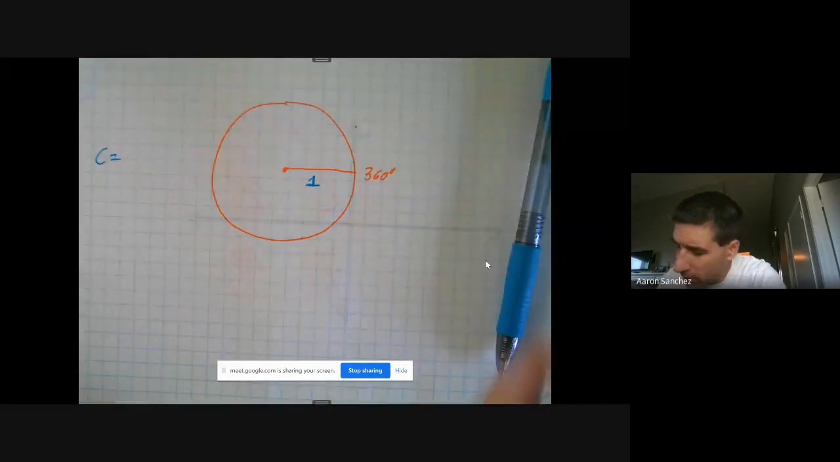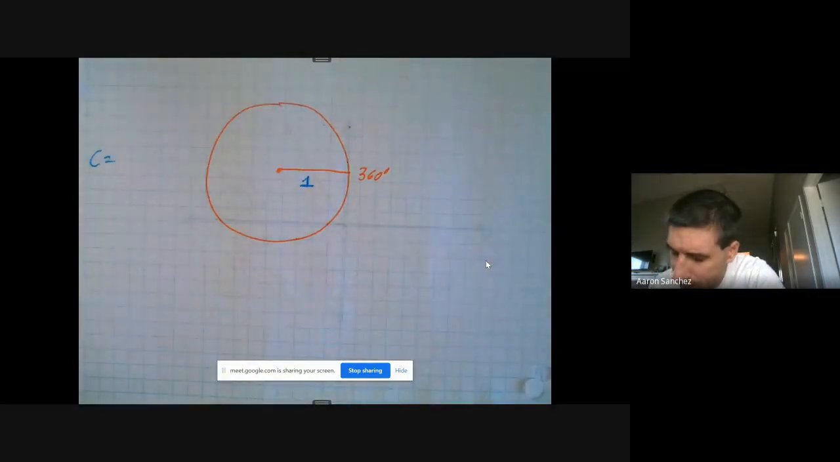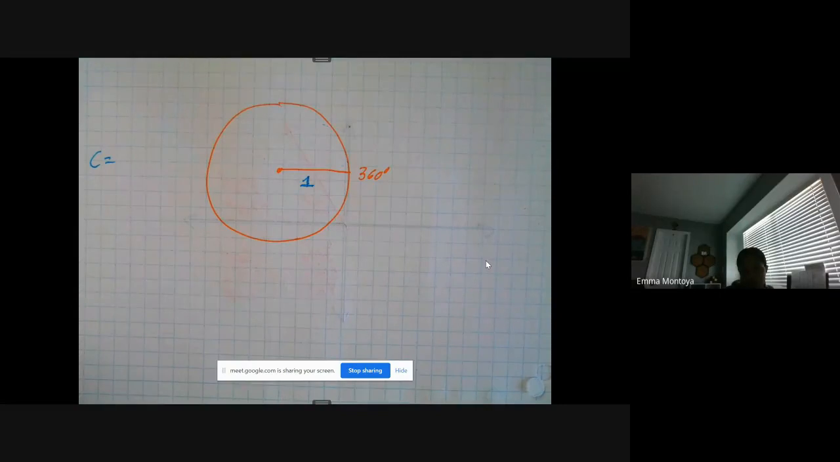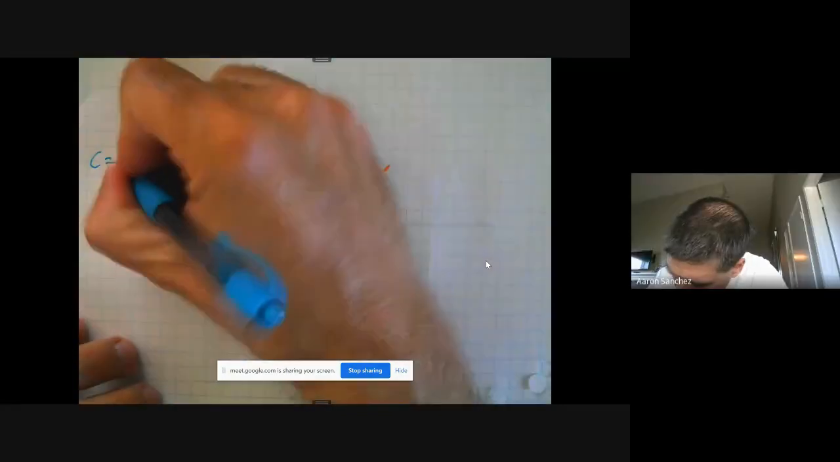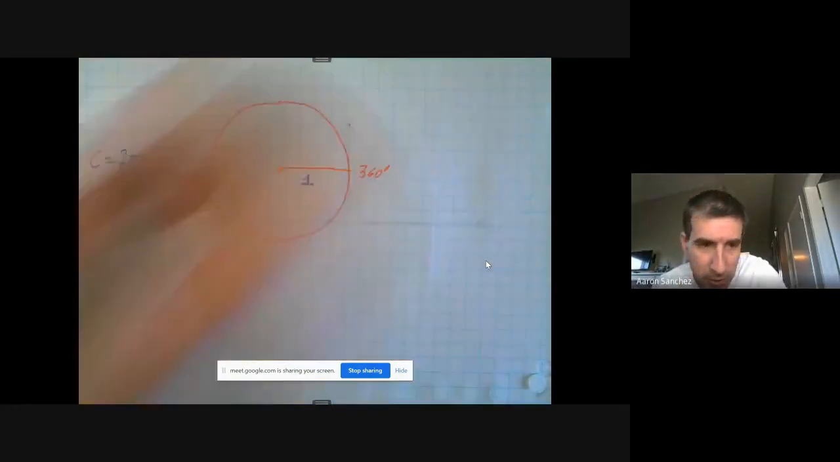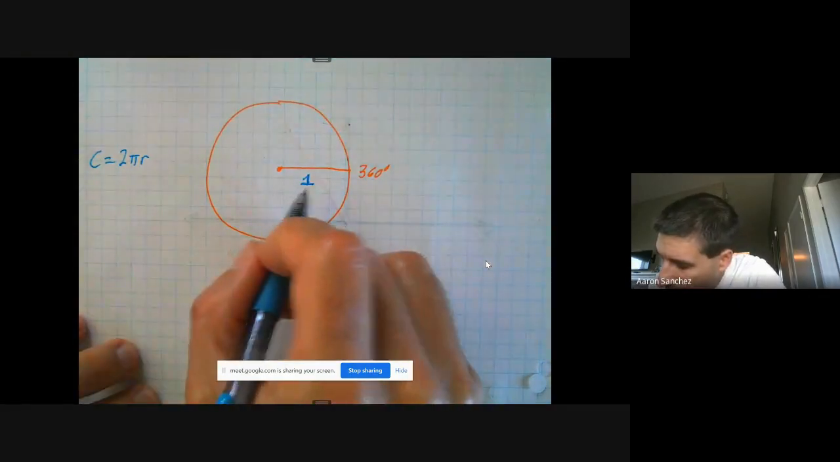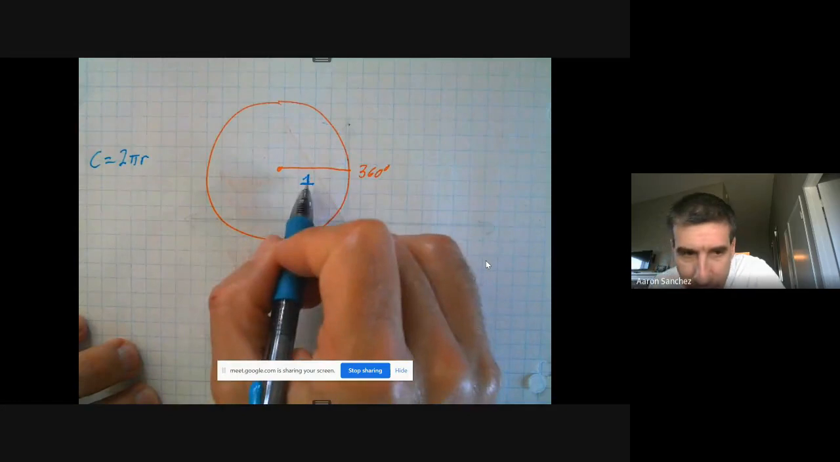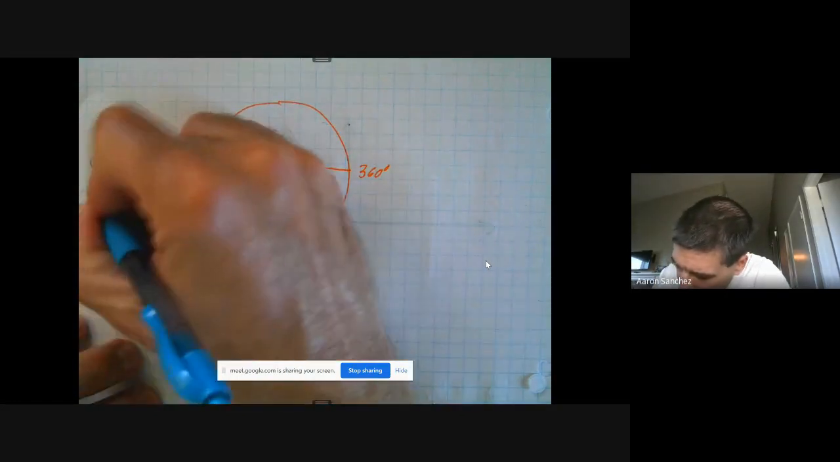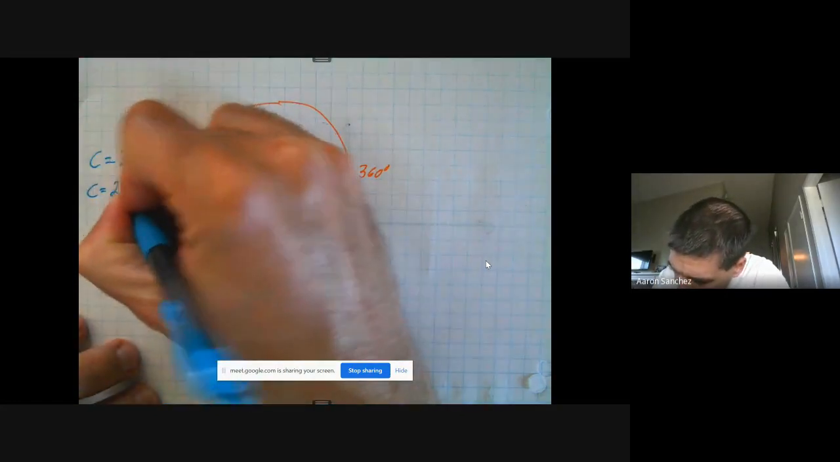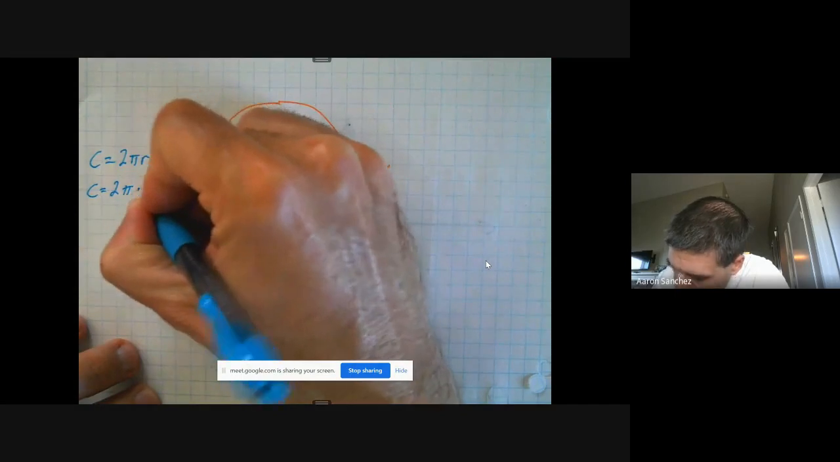Emma, what is this? How do you solve for the circumference of a circle? You 2 times pi times radius. Very good. 2 times pi times the radius, or pi times the diameter, but we have the radius. Very good, Emma. So the circumference of the circle, if the radius is 1, is C equals 2 pi times the radius, which is 1.